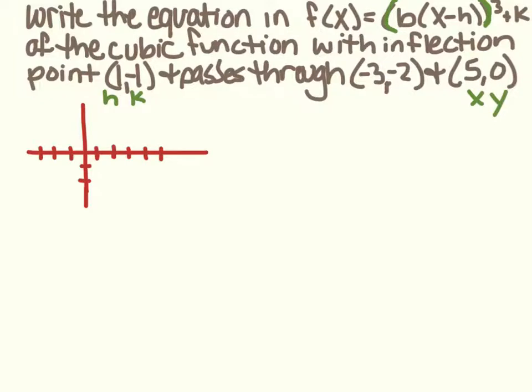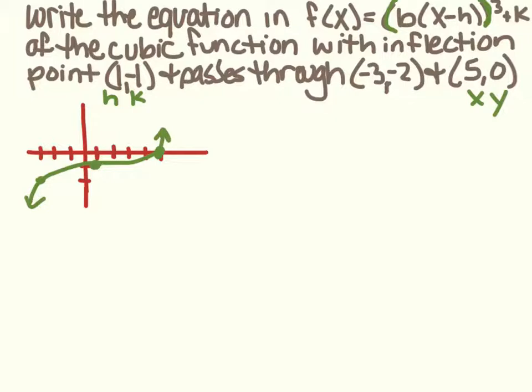Now, I didn't do this in the last example, and I could have, but I often find it's helpful if we just sketch what we've got. So we know our inflection point is at (1, negative 1). It's right here. We also know it passes through (negative 3, negative 2) over here, and (5, 0) over here. So we can tell that it's going up this way and down this way. It just helps you to get a visual of what it looks like. But the steps are still the same.